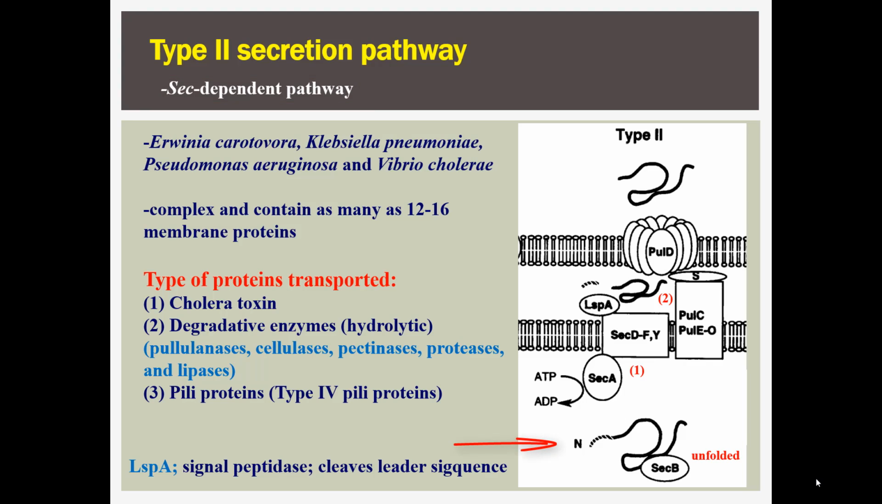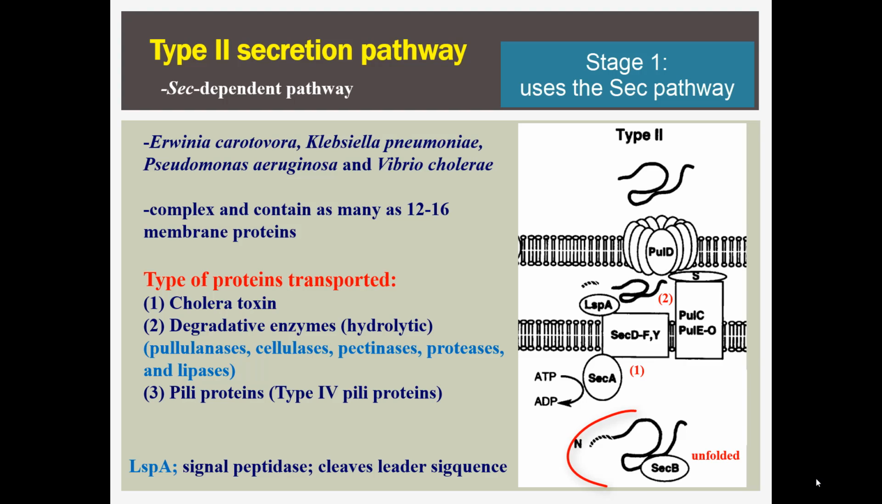The peptide to be transported has a leader sequence and is unfolded. The transport process proceeds in two stages. Stage 1 uses the sec pathway or the general secretory pathway. In this process, the unfolded protein is transported via the sec system into the periplasm. Once the protein has crossed the plasma membrane, the leader sequence is proteolytically removed on the external face of the inner membrane by the signal peptidase LspA, and the protein then enters the periplasm for the second step.